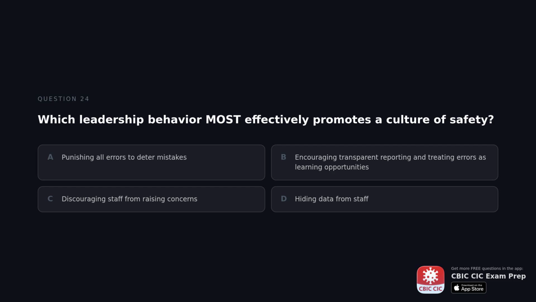Which leadership behavior most effectively promotes a culture of safety? A. Punishing all errors to deter mistakes. B. Encouraging transparent reporting and treating errors as learning opportunities. C. Discouraging staff from raising concerns. D. Hiding data from staff.